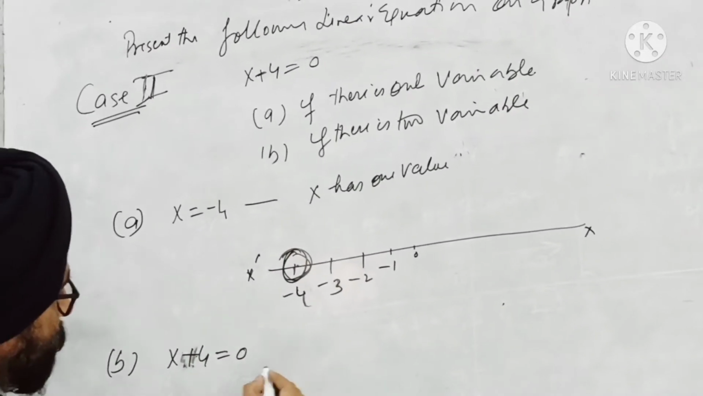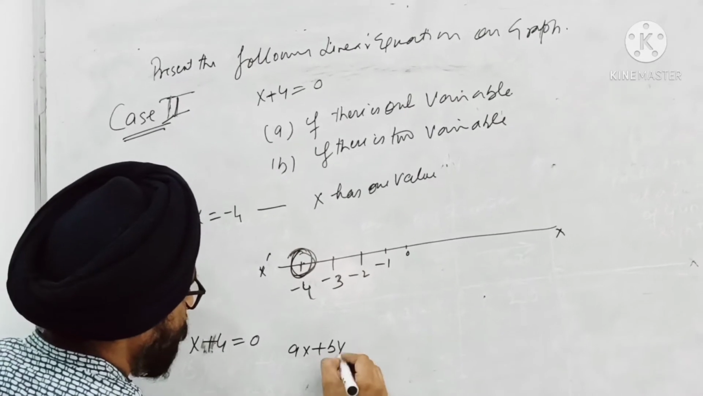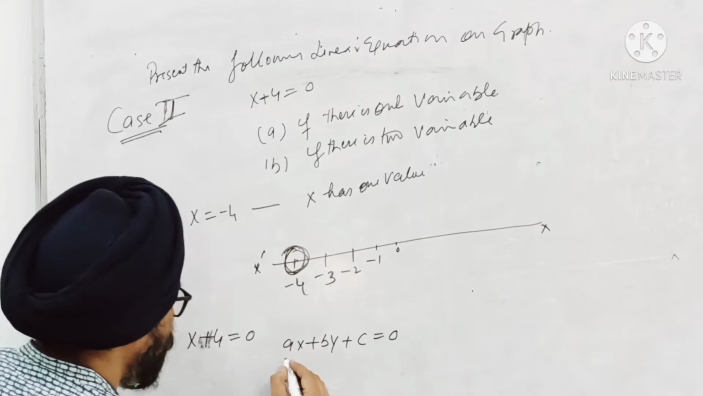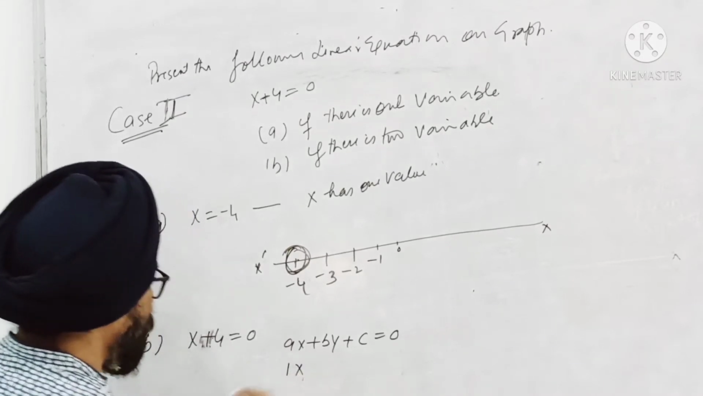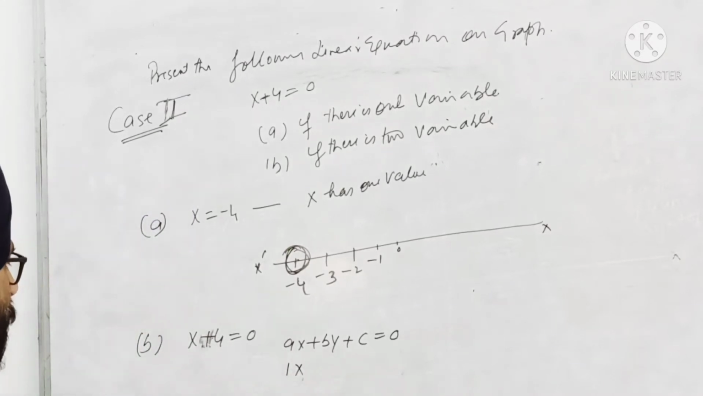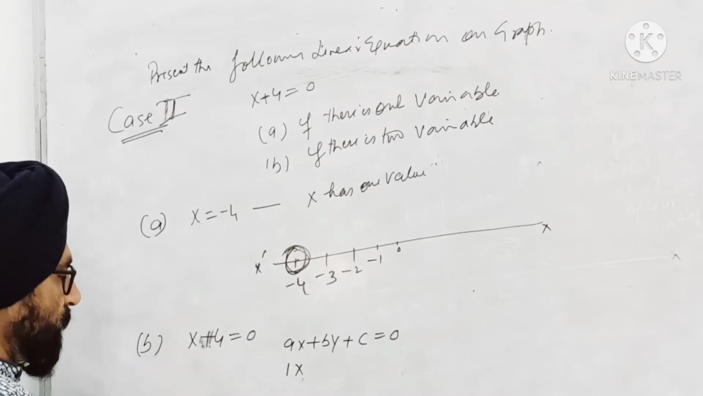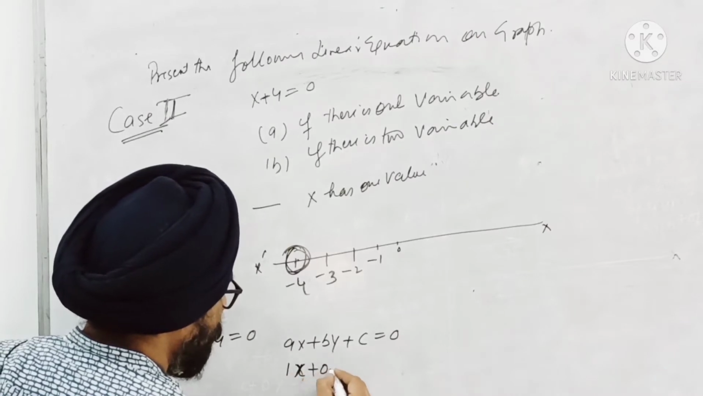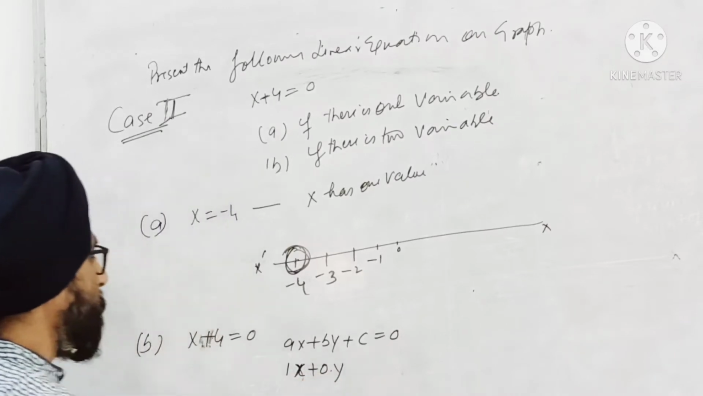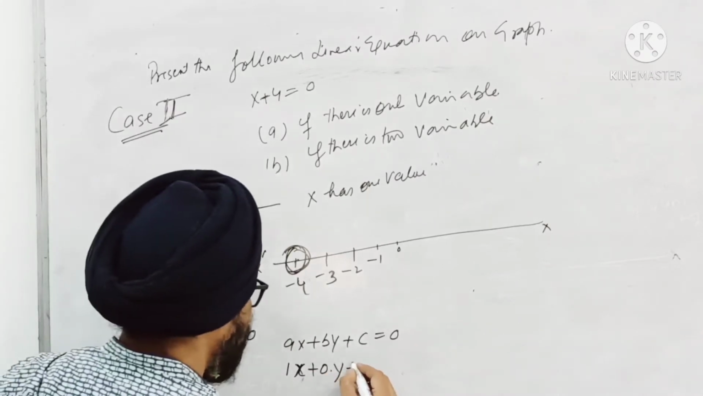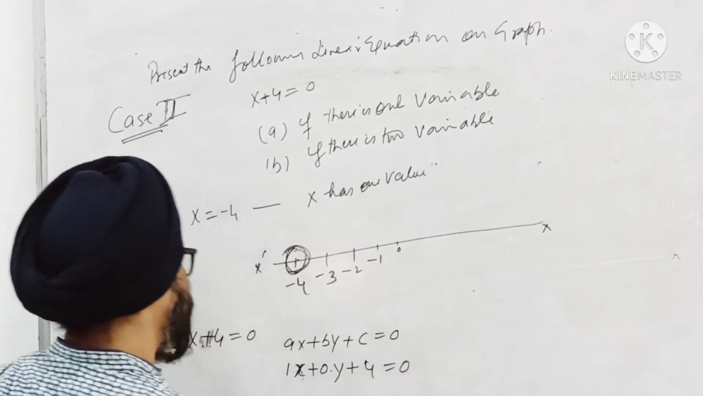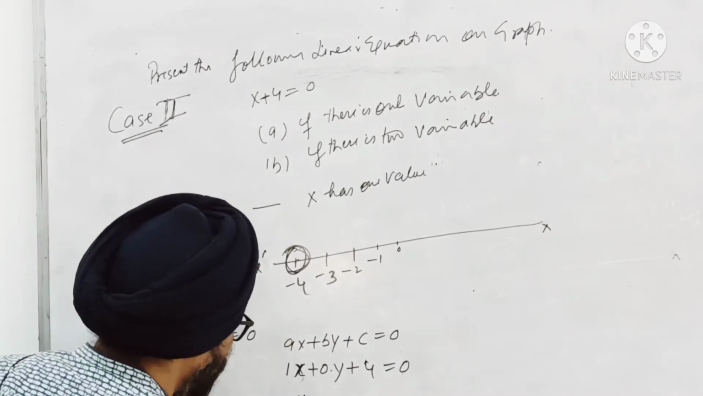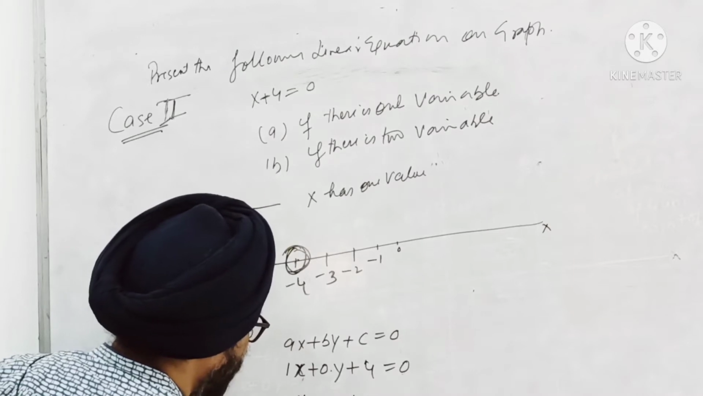Two variable linear equation, we know that ax plus by plus c is equal to 0. Here a is 1, because the coefficient of x is not mentioned. b is not given, we will take 0. c is given 4, equal to 0. Here the value of x when y is 0 is equal to -4.